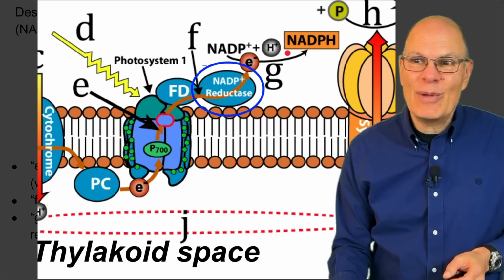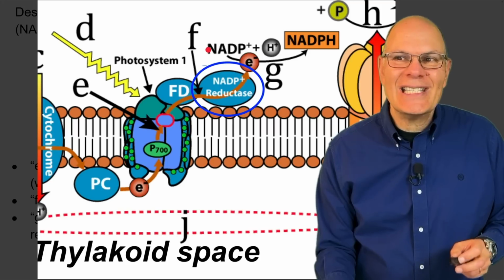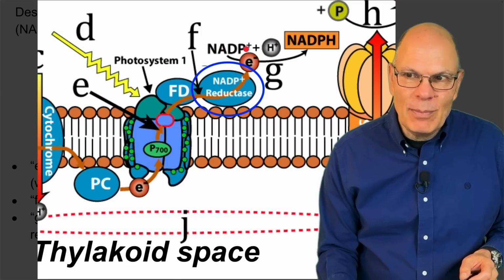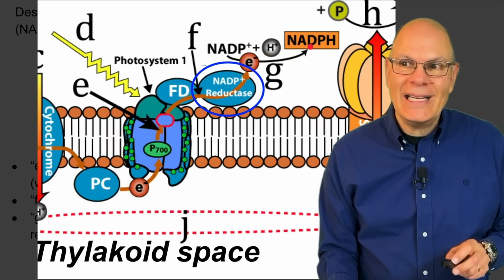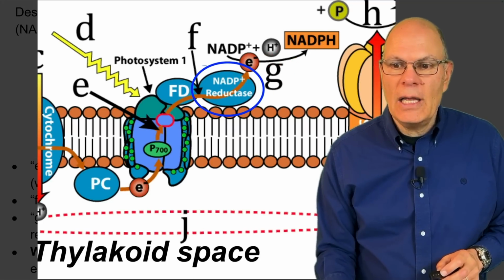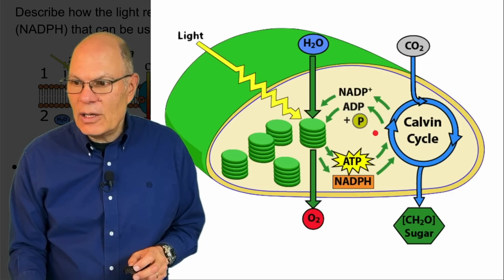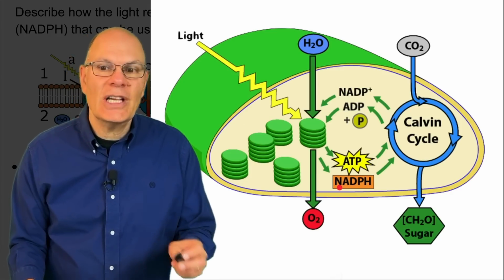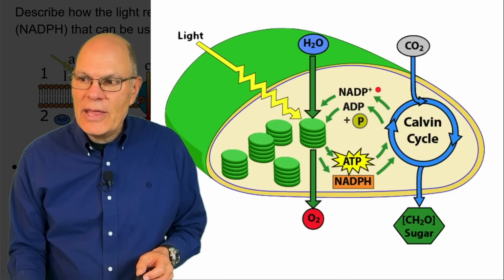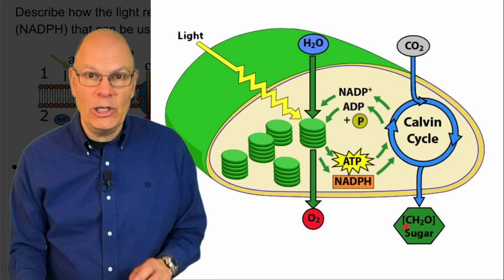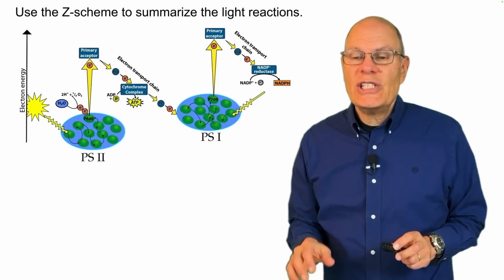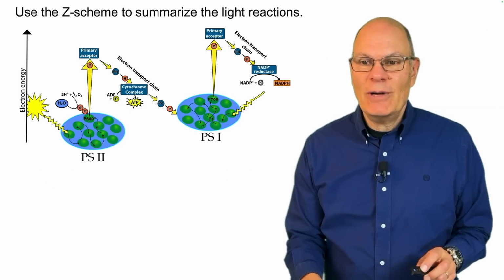Reduction, that's a thing from chemistry. Reduction is gain of electrons, so that NADP plus is going to gain electrons and hydrogen, making it into NADPH. And why? Because during the Calvin cycle, that NADPH provides the electrons and hydrogens that reduce carbon dioxide into carbohydrates. Use the Z-scheme to summarize the light reactions.